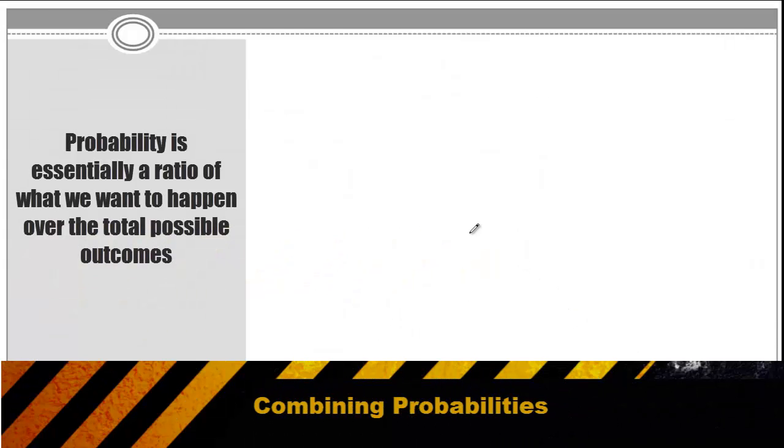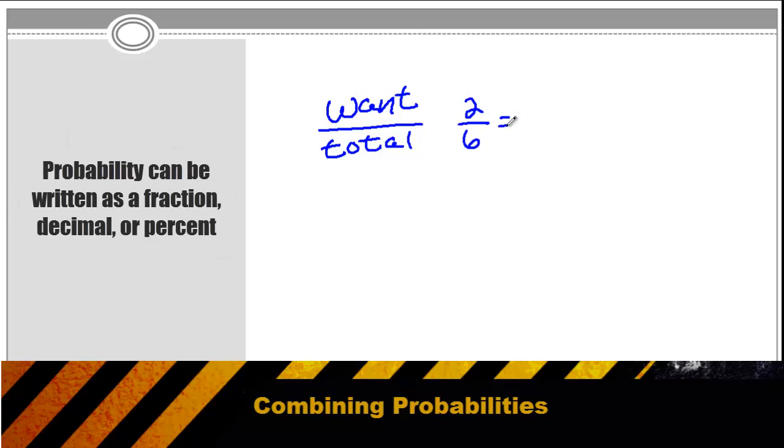When we measure probability, we're simply taking a ratio of what we want to happen over the total possible outcomes. So if I'm rolling some dice and I'd like to get either a 2 or a 3, there are 2 numbers that I want out of a total of 6 possible numbers. Just like any other ratio or fraction, I can reduce that probability down to 1/3, and then I could write that 1/3 as a decimal, so 0.33, or even as a percent, so 33%.